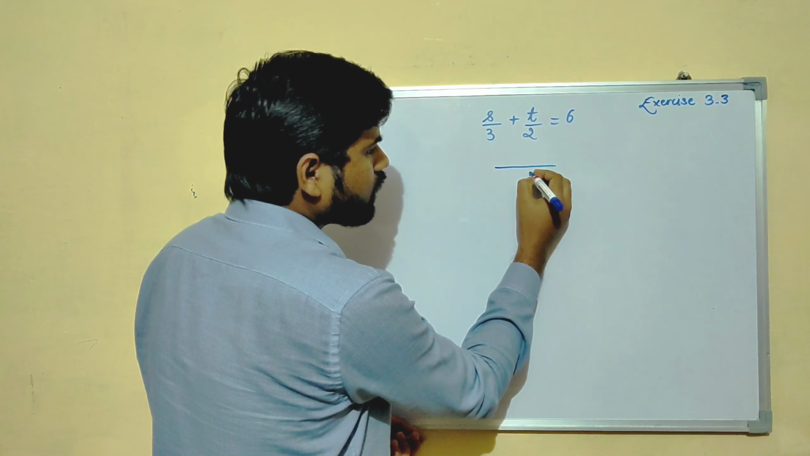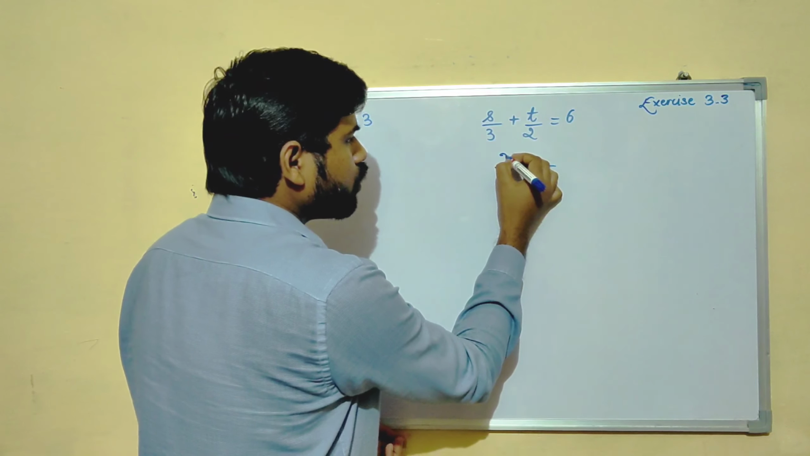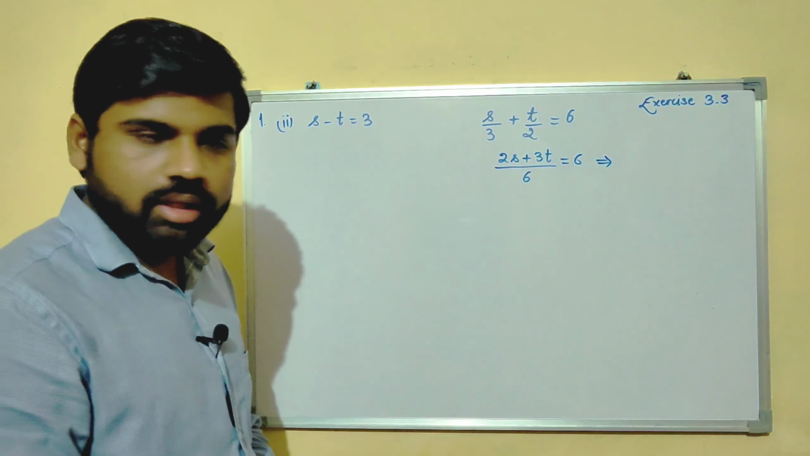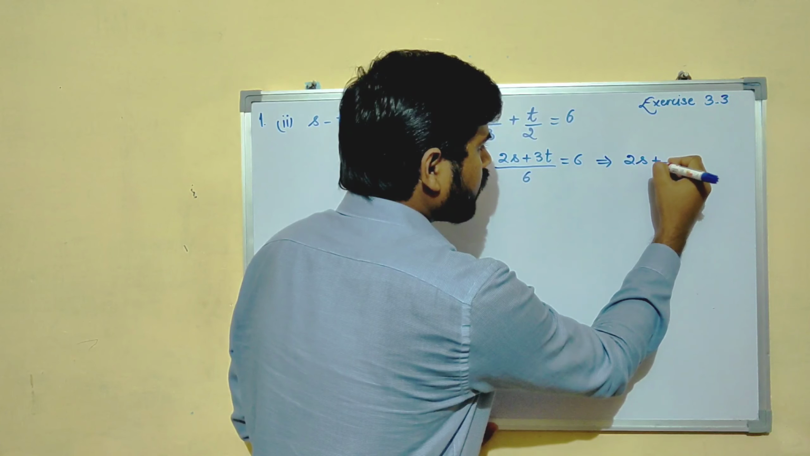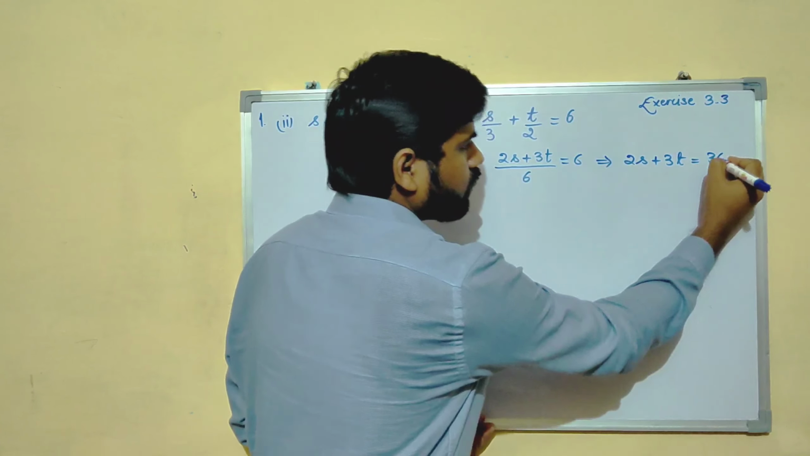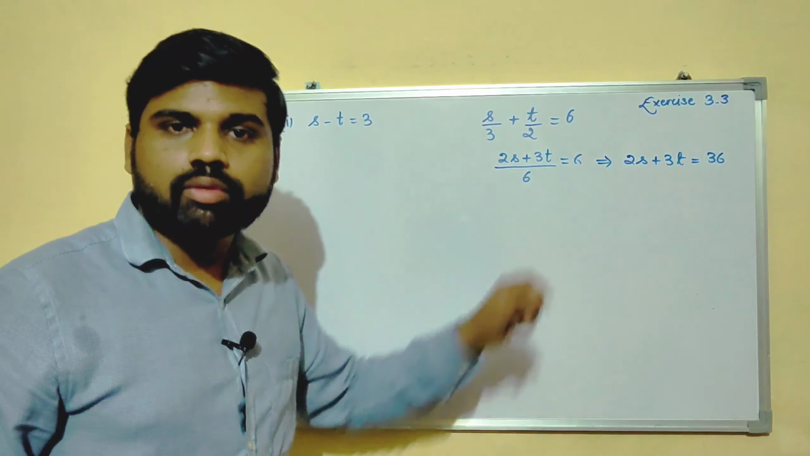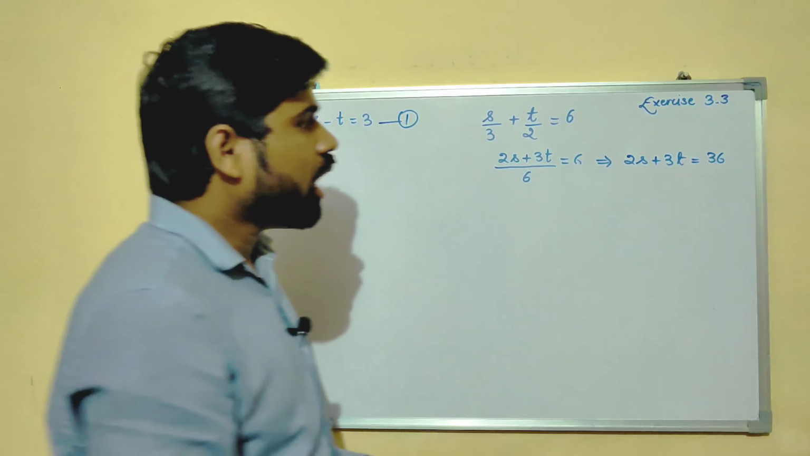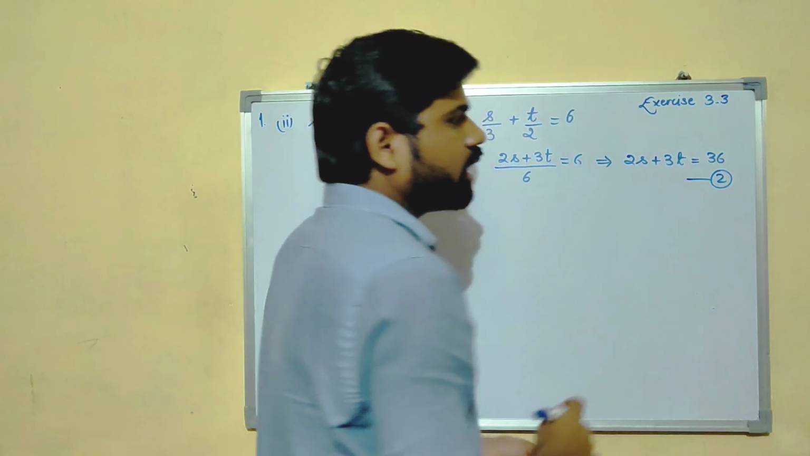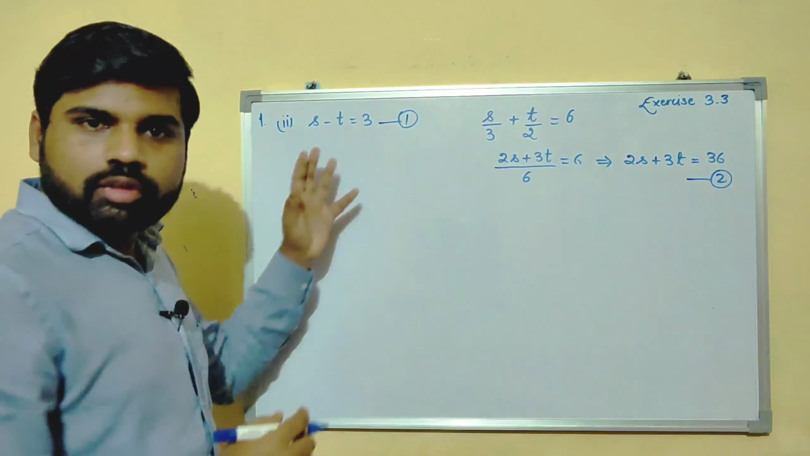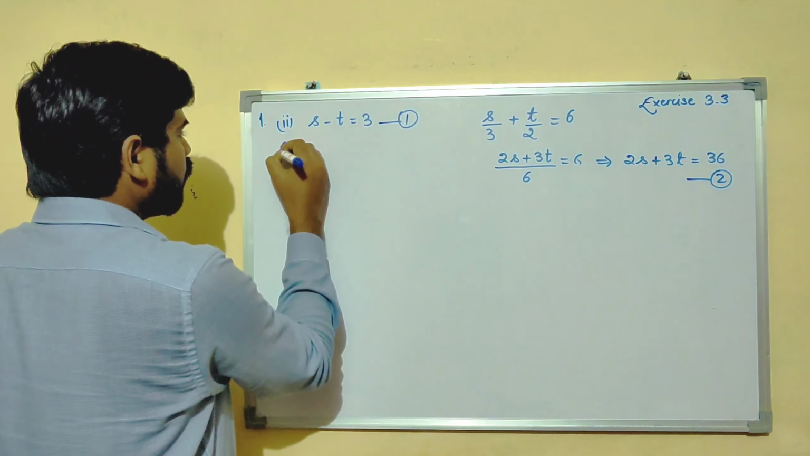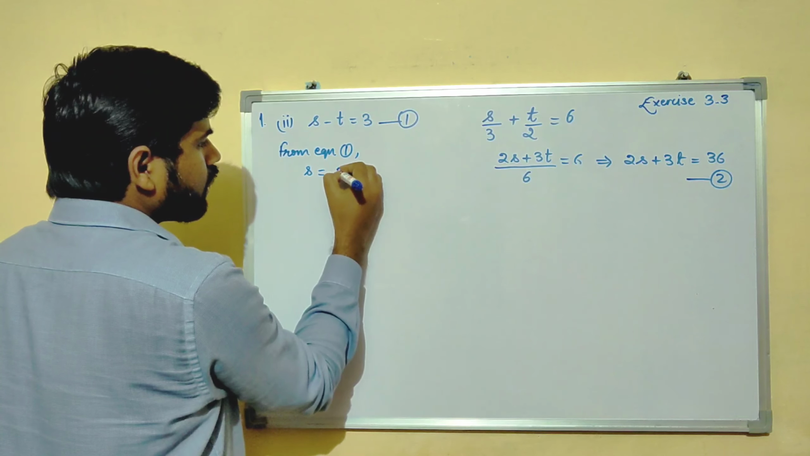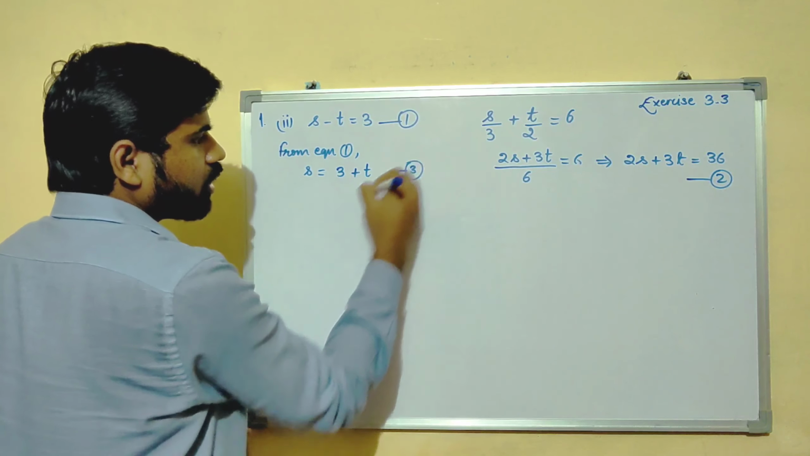On taking the LCM, you will get 6 as the LCM and then 2s plus 3t equals 6, or this equation can be rewritten as 2s plus 3t equals 36, right? Transpose this 6 to the right hand side, you will get 36 there. Now you have the first equation as s minus t equals 3 and the second equation as 2s plus 3t equals 36. From equation 1, I am finding the value of s. S equals 3 plus t, right? This will be your third equation.